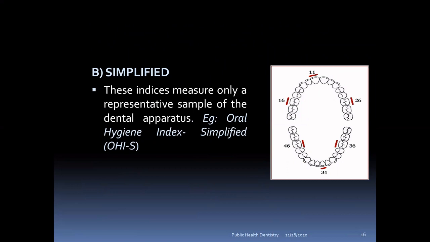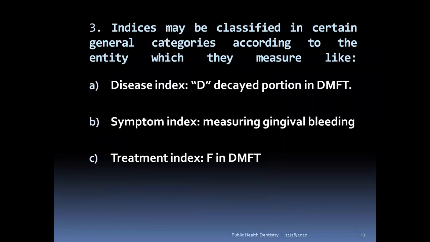We have to record only 6 teeth with a particular surface in the OHIS index. Moving further, indices may be classified into certain categories according to the entity which they measure, like disease index. D is the decayed portion in DMFT. Symptom index measures gingival bleeding. Treatment index, we have the filled portion in the DMFT index.